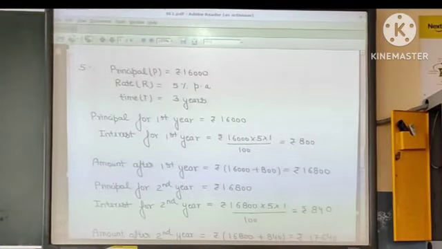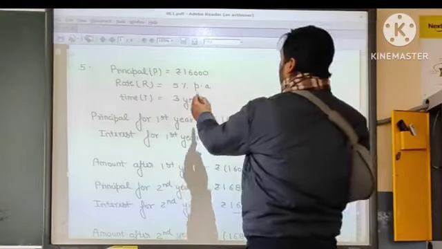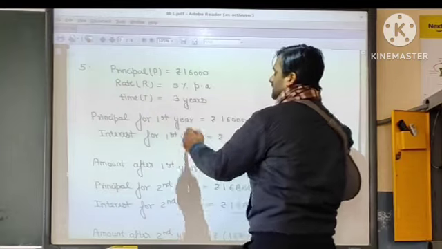Sometimes the question may say it is compounded half yearly. Half yearly also can be written as semi-annually. It may also be written as quarterly or annually. So please mind this. Now, the rate is 5% per annum, and the time is 3 years.